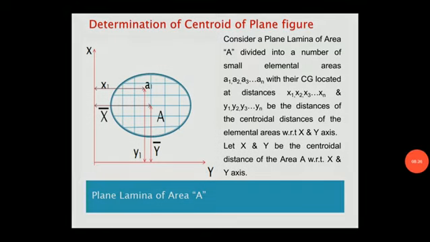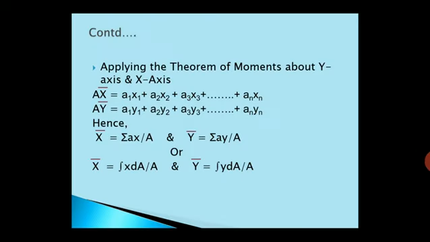Now, in this case, our task is to find x bar and y bar. So, applying the theorem of moment about y-axis and x-axis, we get A into x bar is equal to A1x1 plus A2x2 plus A3x3, so on up to Anxn. Now what is this theorem of moments for an area? A is the entire area, whereas x bar is the centroidal distance of the entire area.